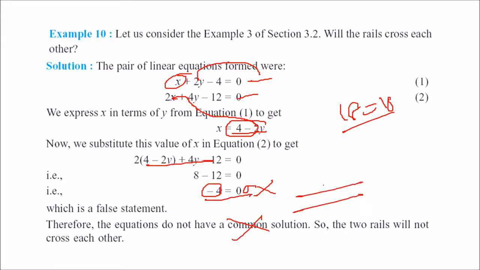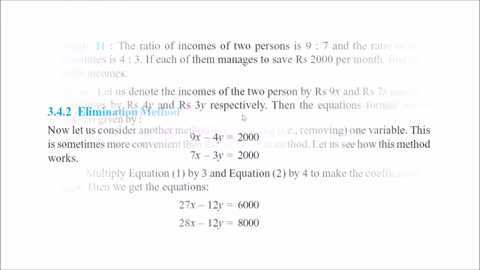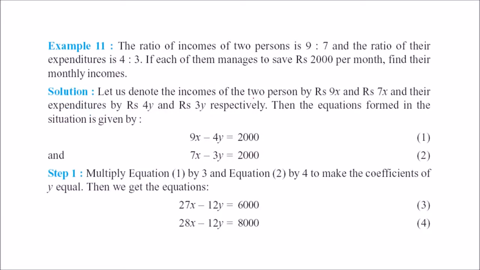In the elimination method, we will try to remove one variable. When we can remove one variable, we can find out the value of the second variable. And among all the methods presented here, you will use the method which is most convenient to you.